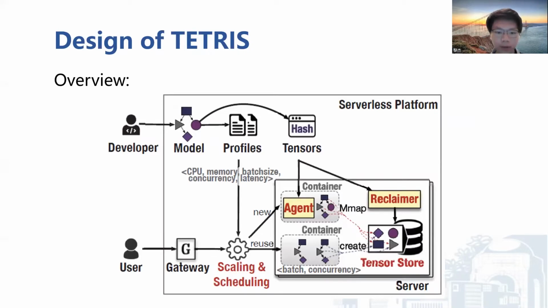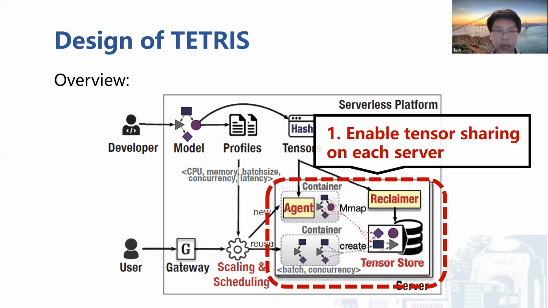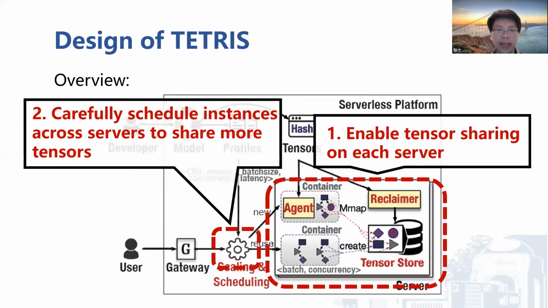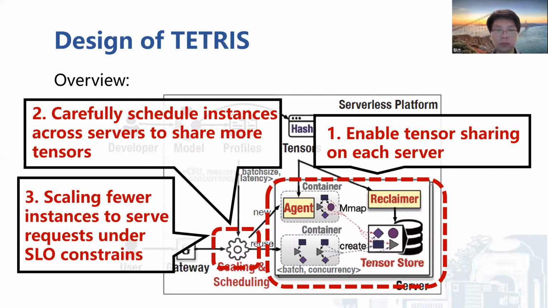Here is an illustration of the overall architecture of Tetris, which enables runtime sharing through its scaling and scheduling engine, and supports tensor sharing through the agent in each container and the tensor store on each server. As an overview, Tetris improves memory efficiency in 3 steps. First, Tetris shares tensor memory of function instances that are co-located on the same server. Second, Tetris carefully schedules function instances to dedicated servers to share more tensor memory. Third, Tetris also supports runtime sharing, which aims at scaling fewer function instances to serve requests under the service-level objective constraints.